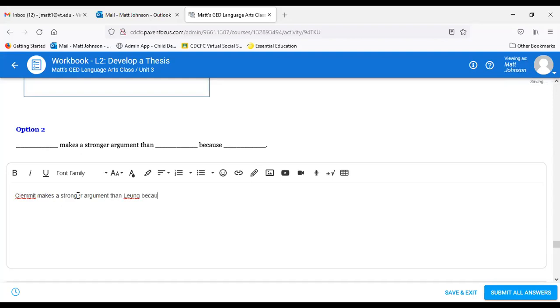because she does not use bandwagon rhetoric. Okay. And I'll copy paste that one.